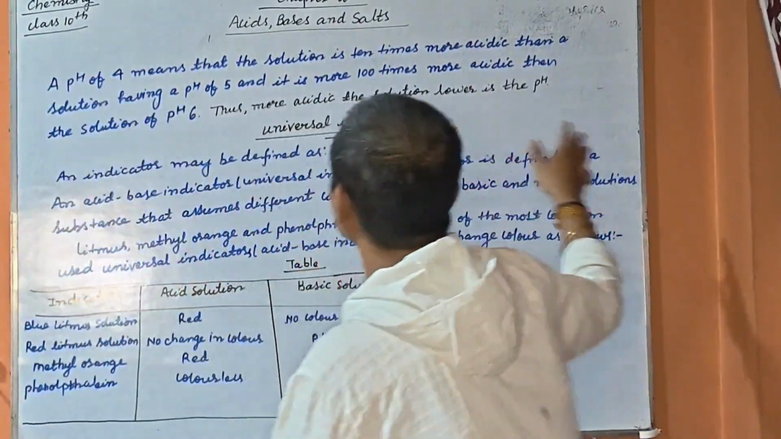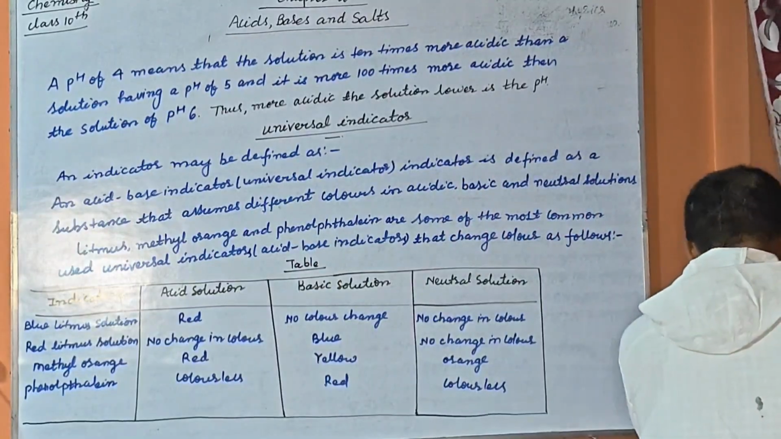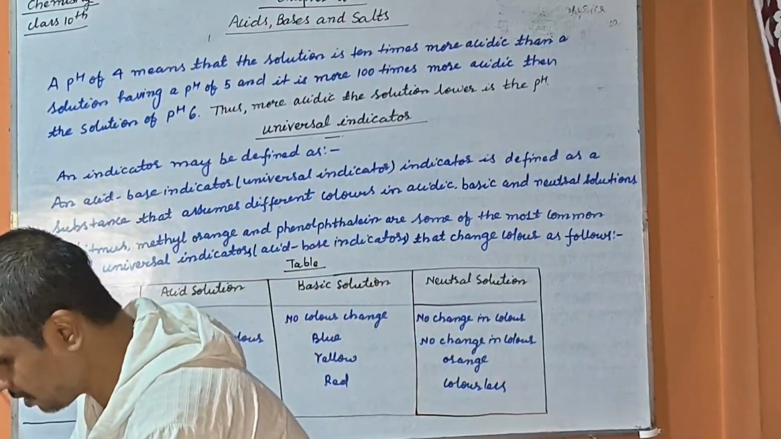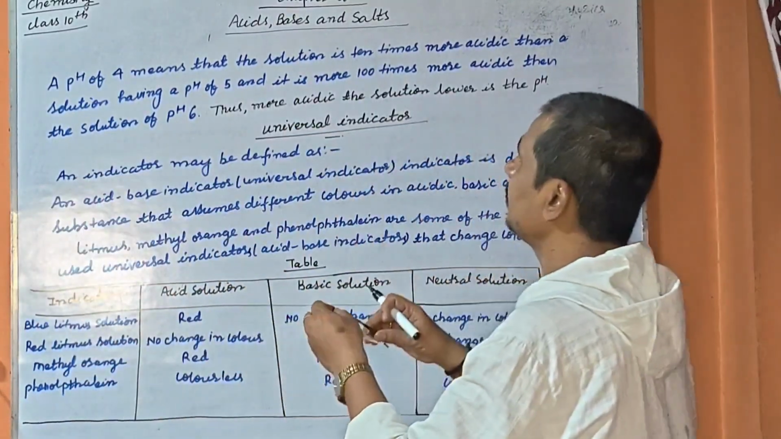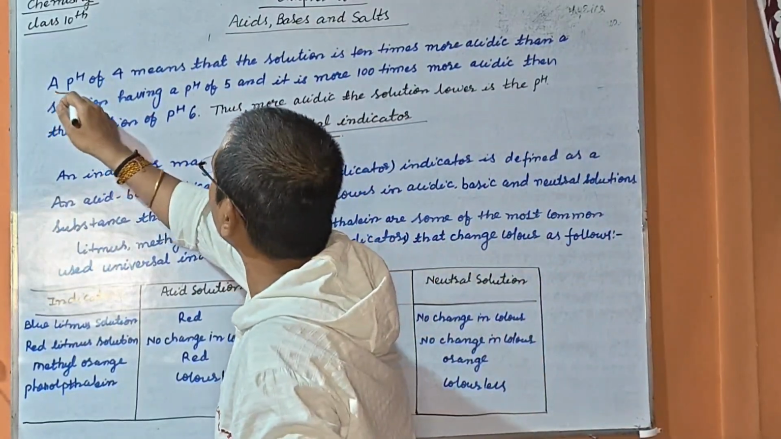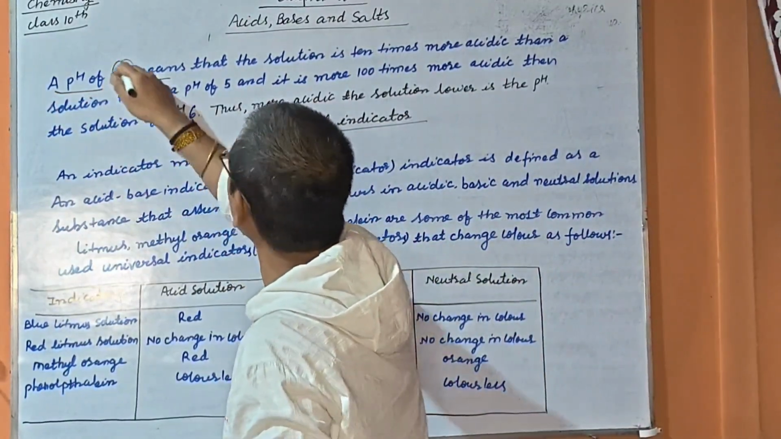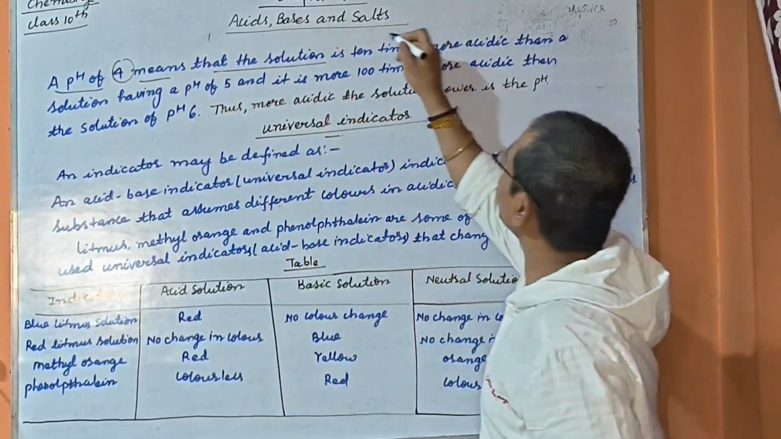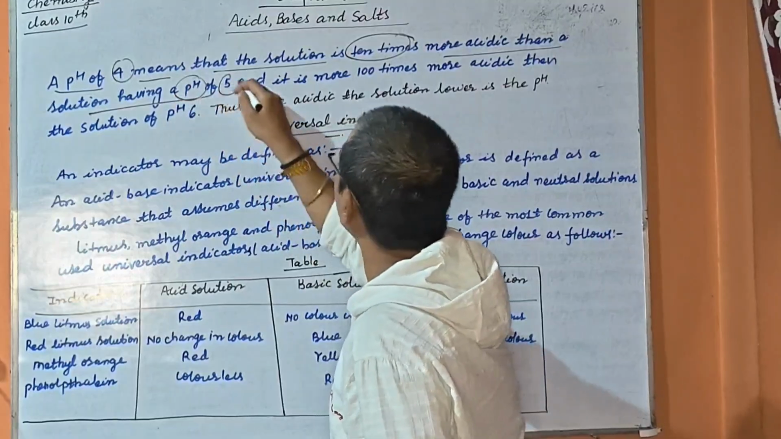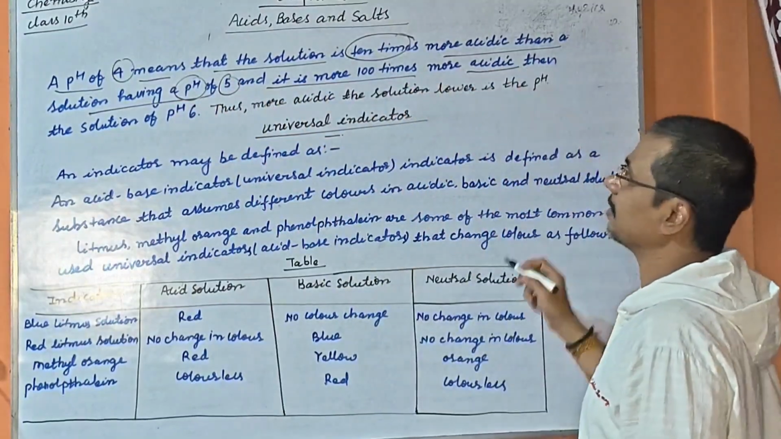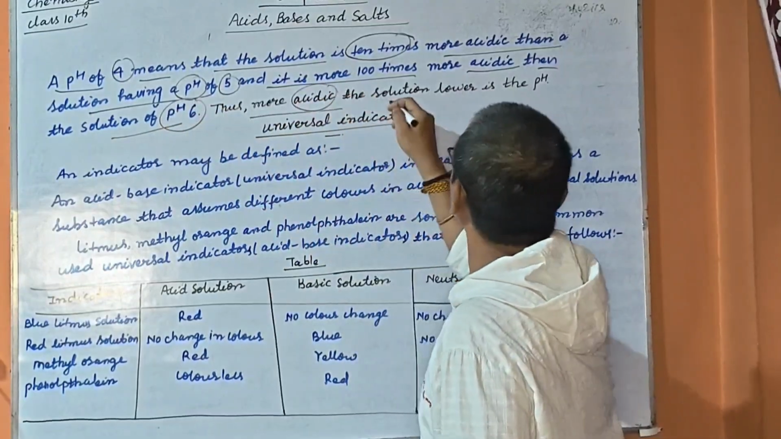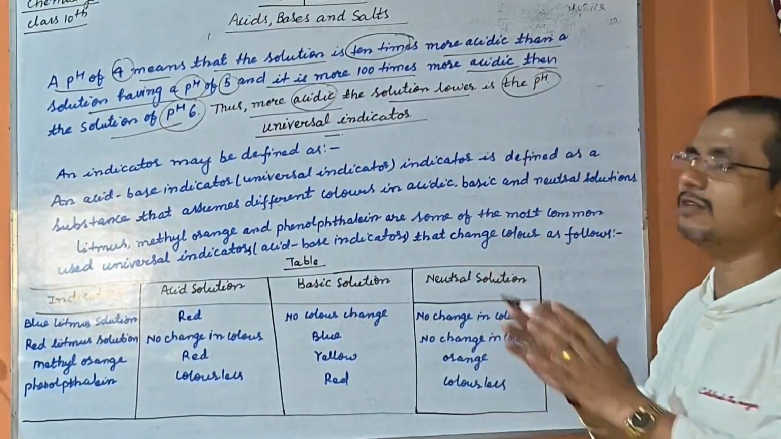The pH of 4 means that the solution is 10 times more acidic than a solution having a pH of 5, and 100 times more acidic than a solution of pH 6. Thus, the more acidic the solution, the lower the pH. That is all about the pH scale.